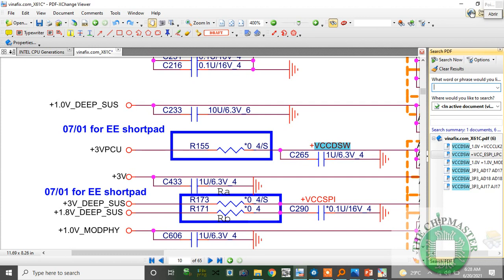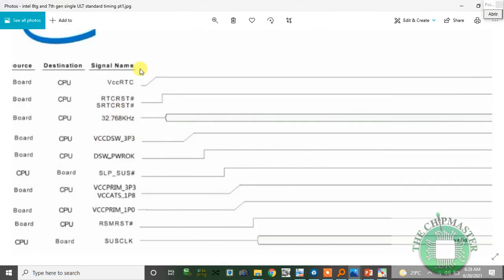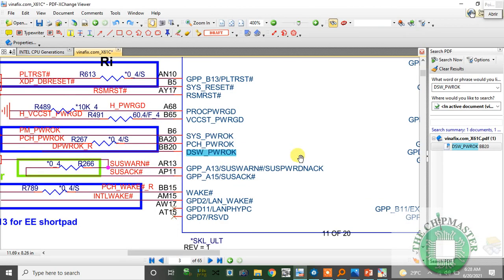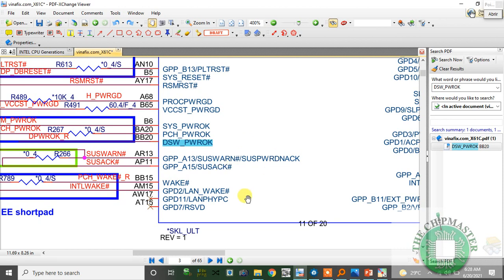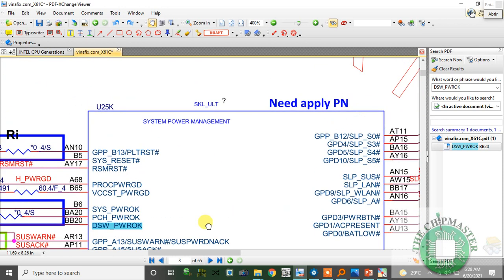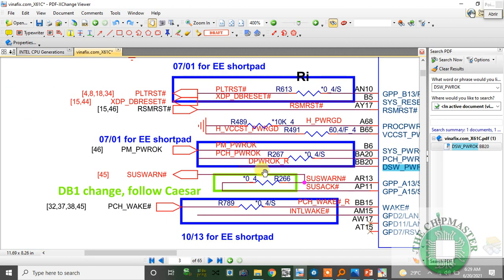Yeah, so we have DSW_PWR_OK, and as you can see, it is coming here with the same name. The naming doesn't change; it's the same name that is integrated in the schematic. This is the standard timing of any Skylake or Kabylake ULT CPU, regardless of the brand of the motherboard or the manufacturer, the timing doesn't change, right? So DSW power OK is output to become D power OK, and it's coming as D power OK.